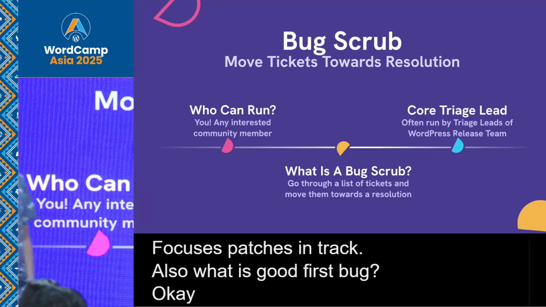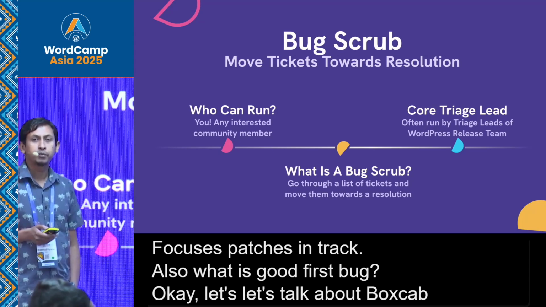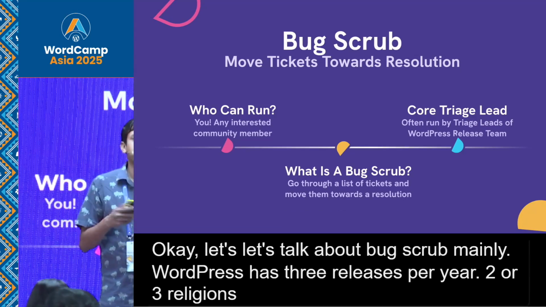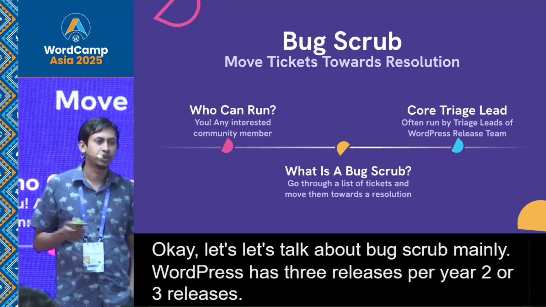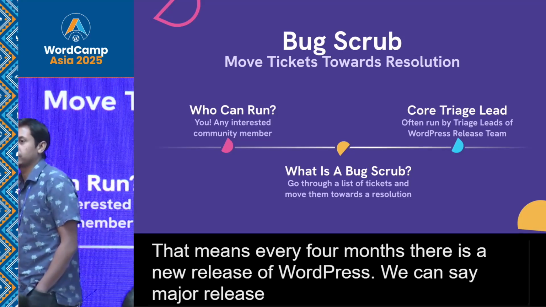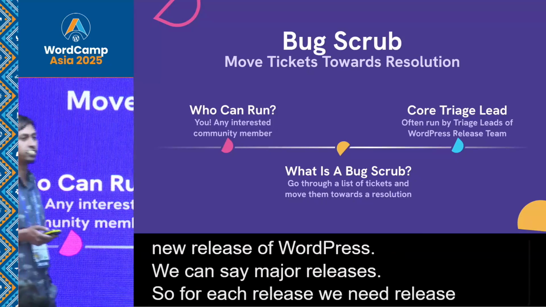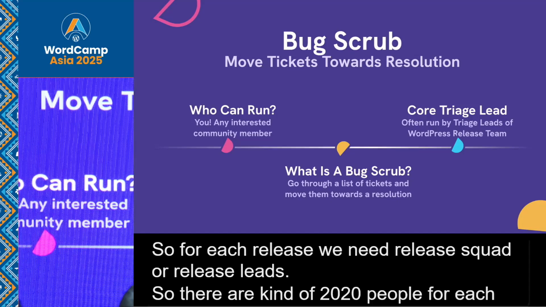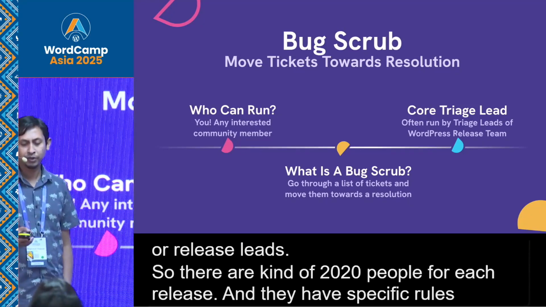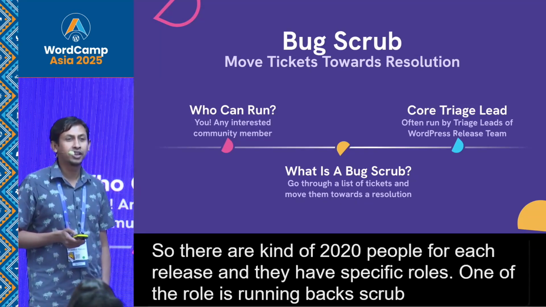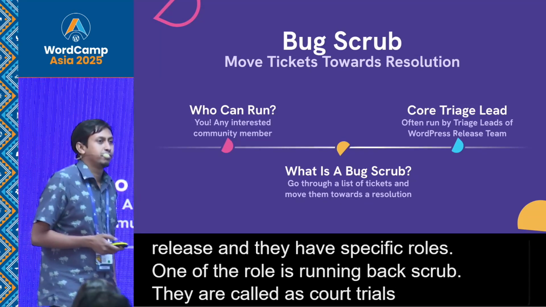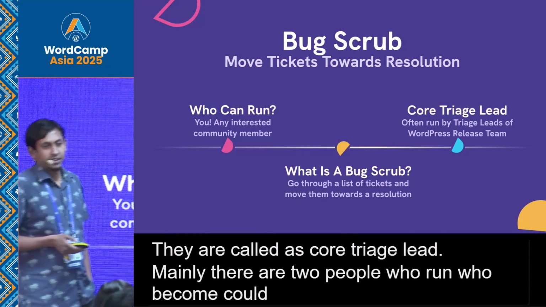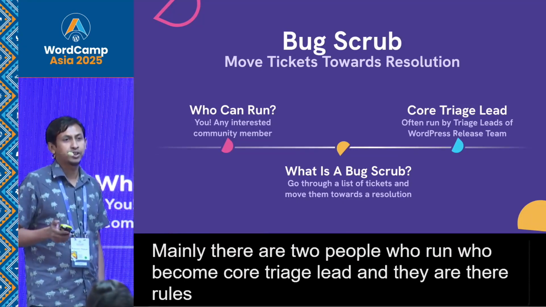Okay, let's talk about bug scrub. Mainly, WordPress has 2 or 3 releases per year. That means every 4 months there is a new major release of WordPress. So for each release, we need a release squad or release leads. There are about 20 people for each release, and they have specific roles. One of the roles is running bug scrub. They are called core triage leads. Mainly, there are 2 people who become core triage lead, and their role is to run bug scrub.